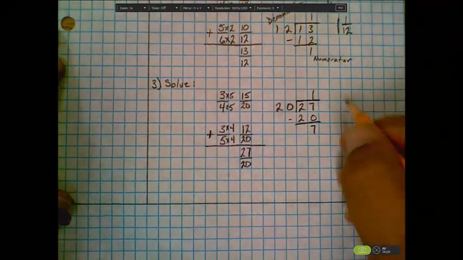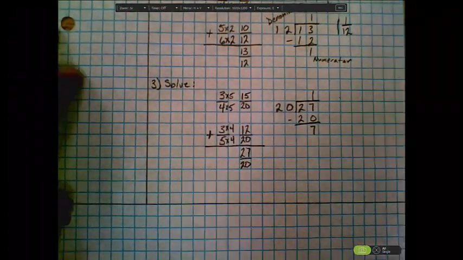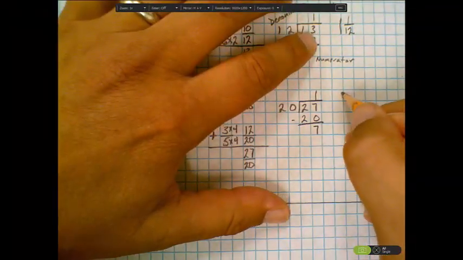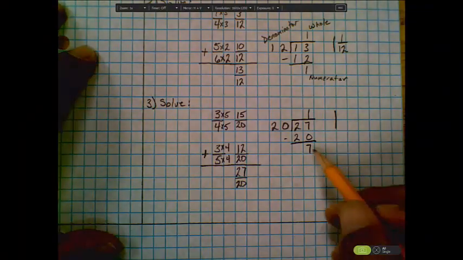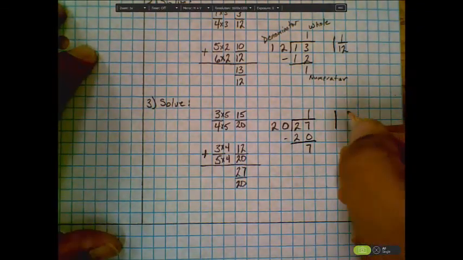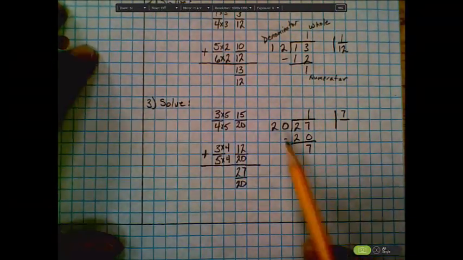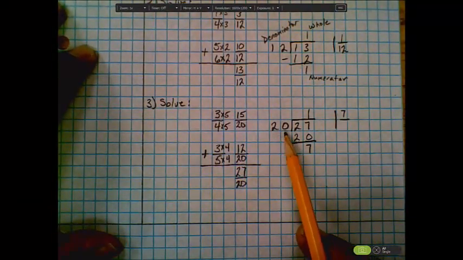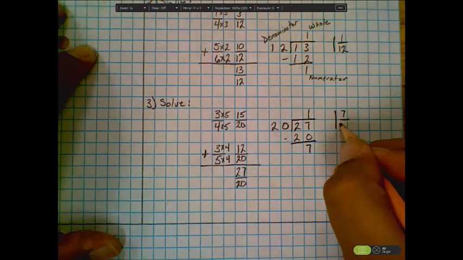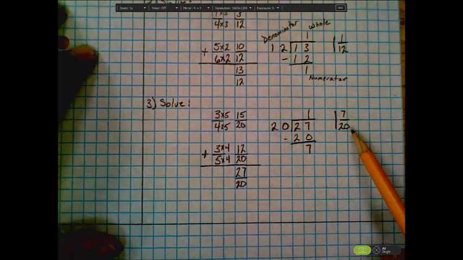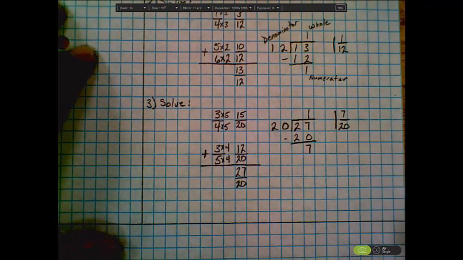That's going to be our whole number. The remainder is going to be the numerator, so we put the 7 up here. And then the divisor in our division problem is going to be the denominator. And then we look, can we simplify 7/20ths? No, we can't simplify 7/20ths. And so that is our answer, 1 and 7/20ths.